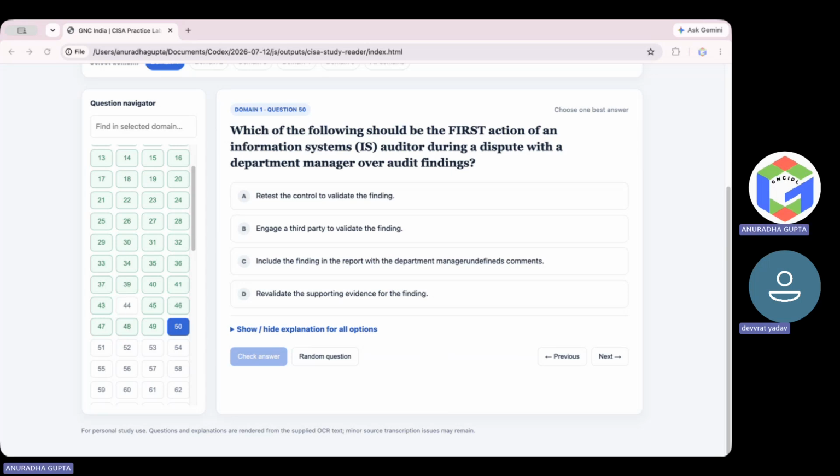Retesting the control is revalidating the supporting evidence for the finding. But dispute only happens when the given evidence is not as per the auditor's requirement. That is where dispute begins. To be honest, dispute also begins where the documents they have shared with you and you have validated, the audit can also raise a question that you have not validated it properly.